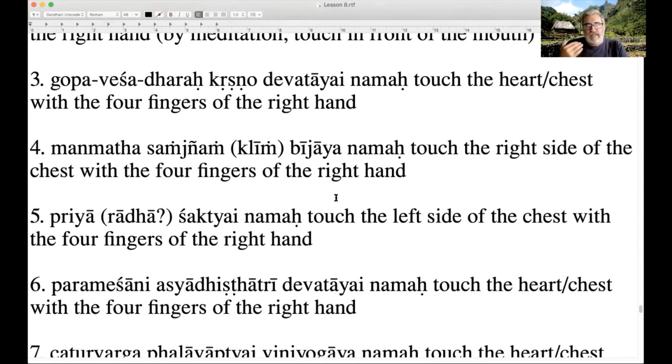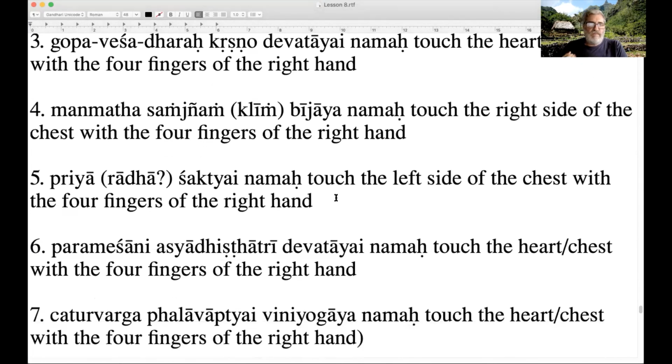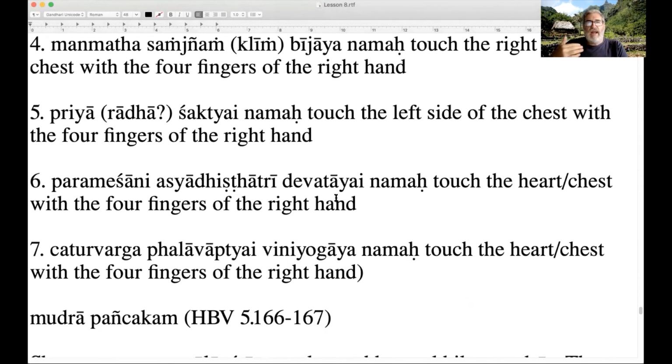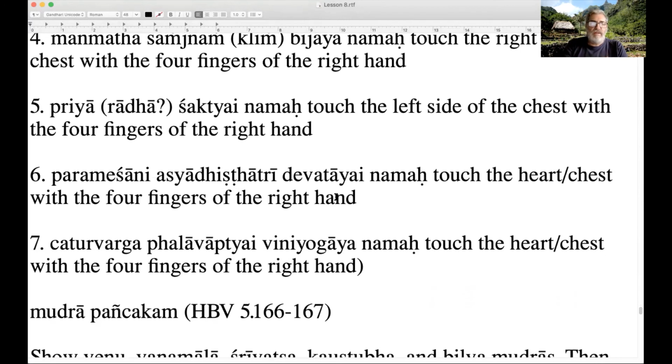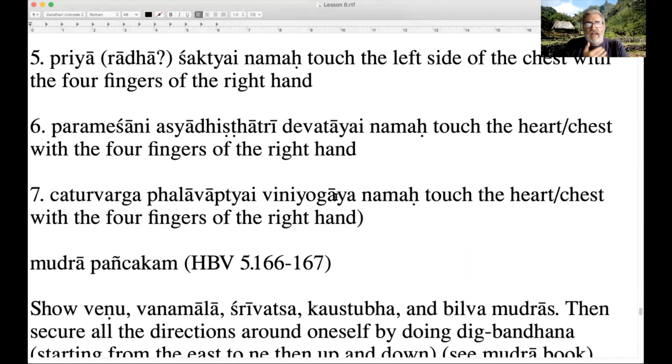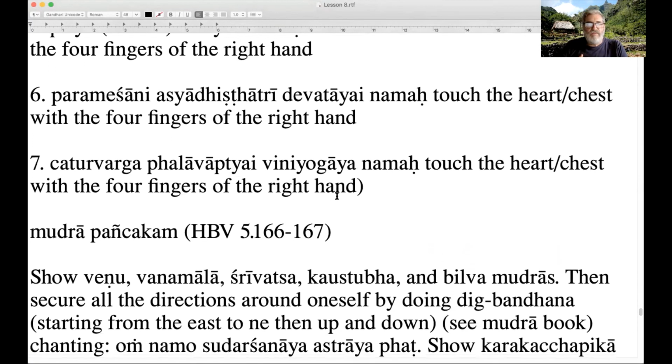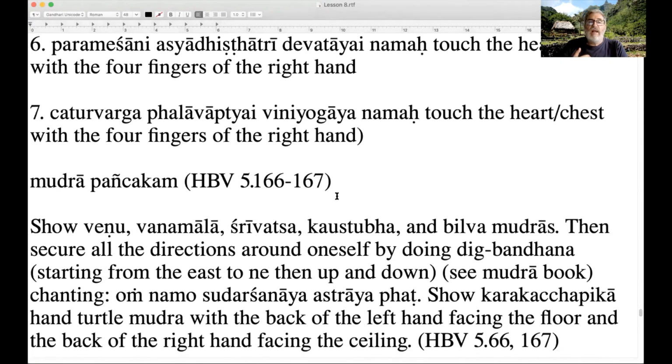Manmata Sangya Klim Bijaya Namaha, touch the right side of the chest with the 4 fingers of the right hand. Now remember this Priya, or we could, if we want to add Radha here, because Priya is Radha, she's the Shakti of Krishna. Priya Radha Shakti Namaha on the left side of the chest with the four fingers of the right hand. Parameshchani Astyadishtatri Devataya Namaha, touch the heart with the four fingers of the right hand. Chaturvarga Palavaptyai Viniyogaya Namaha, touch the heart.